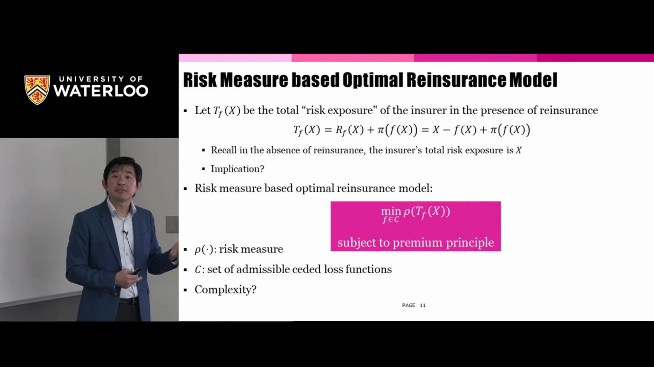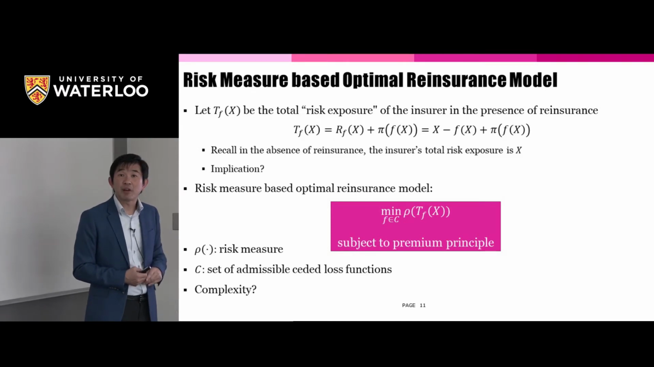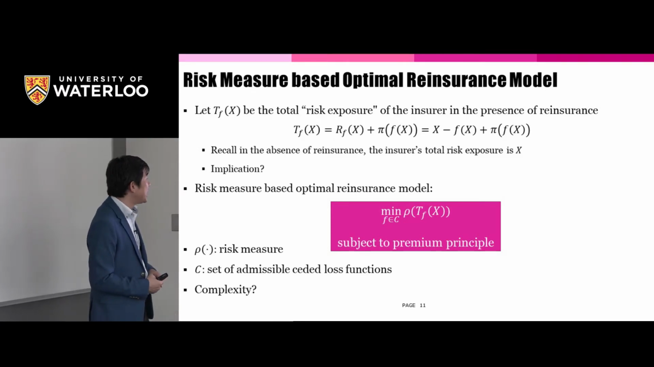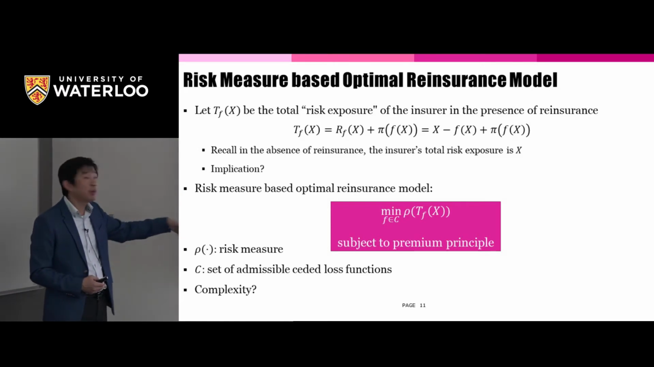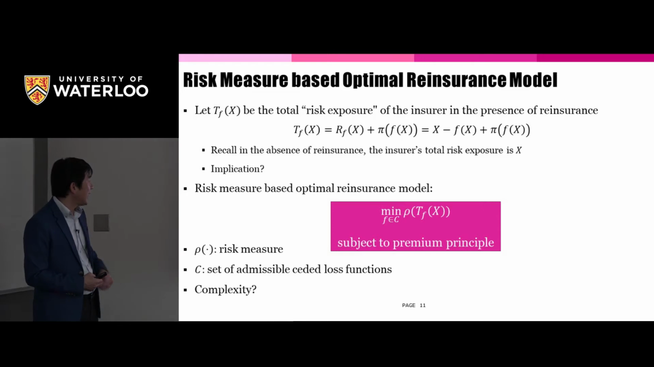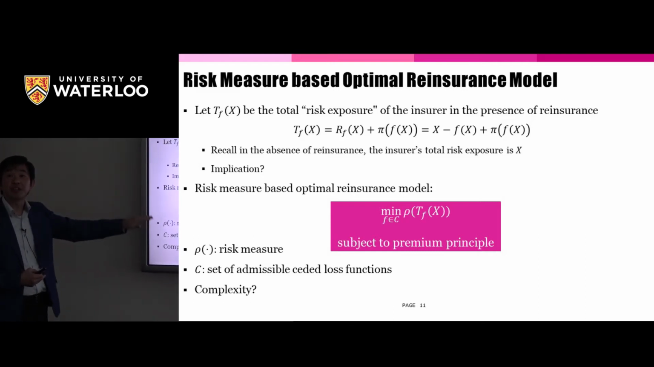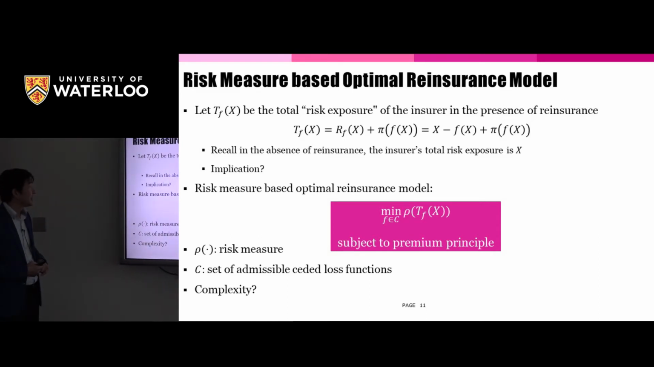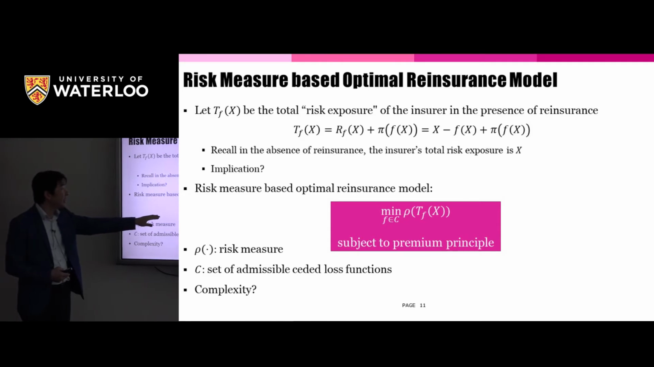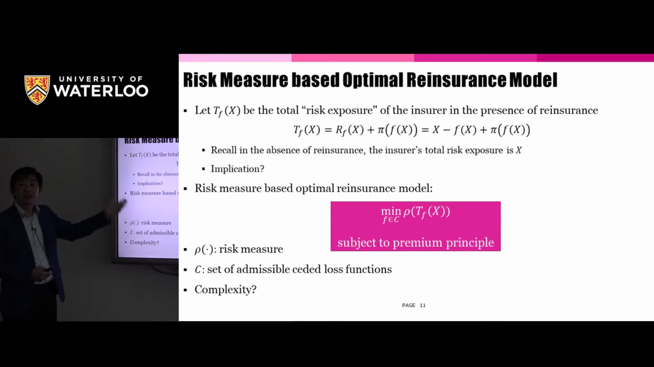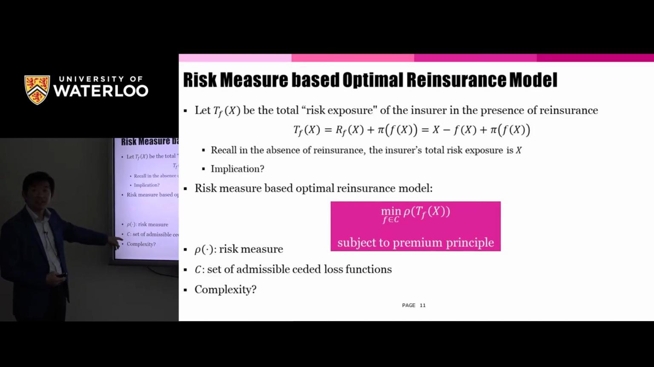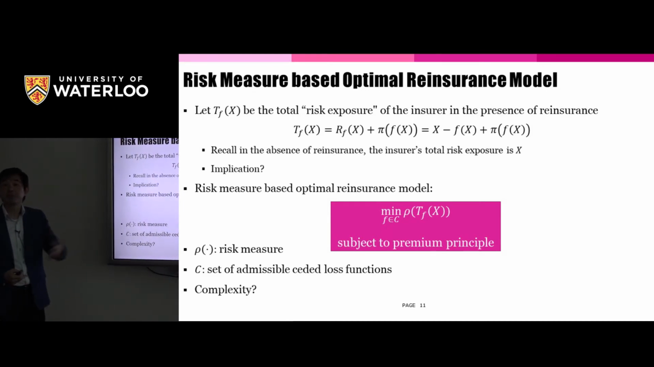Given this notation, a plausible risk measure-based optimal reinsurance model can be formulated as follows. If I denote rho as an appropriately chosen risk measure, and C is a set of admissible ceded loss functions, then a plausible model is as follows. Given a risk measure, my objective now is to minimize this total risk exposure. And this minimization is taken over the feasible ceded loss functions, depending on how we specify C, and subject to a chosen premium principle.